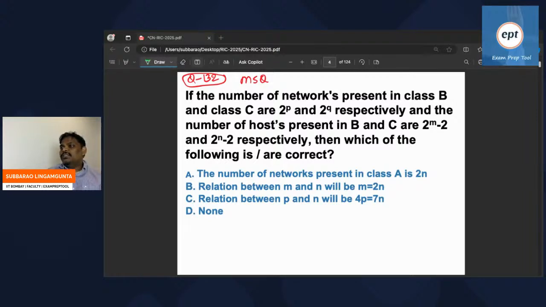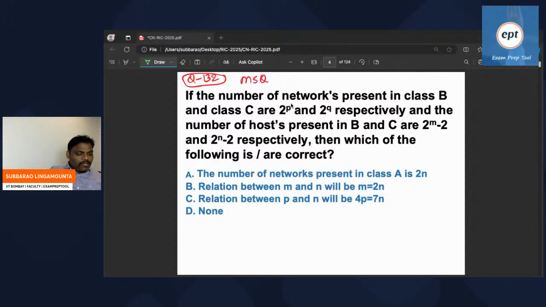If the number of networks present in class B and class C are 2 power P, 2 power Q respectively, and the number of hosts present in B and C are 2 power M minus 2 and 2 power N minus 2 respectively, then which one of the following is correct? Can you help me with one small line? The number of networks present in class B and class C.